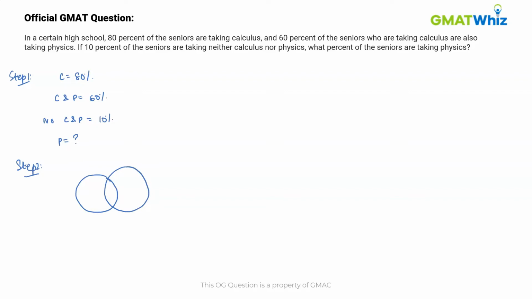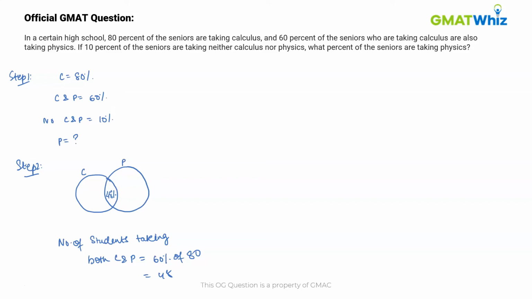Now, it is given that the number of students who are taking calculus is equal to 80% and the number of students who are taking calculus and physics is 60% of 80. So the number of students taking both calculus and physics will be equal to 60% of 80. This is equal to 48. So if we rewrite the numbers, there are 48% students who take both calculus and physics.